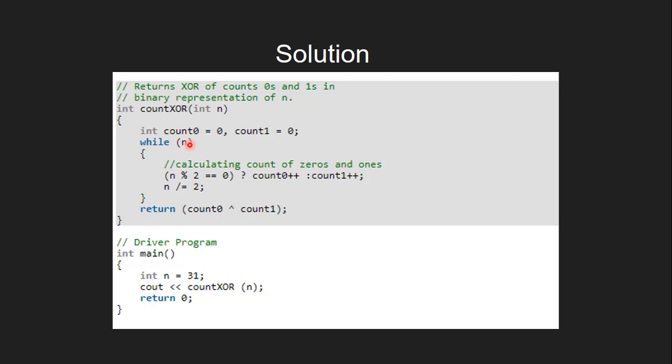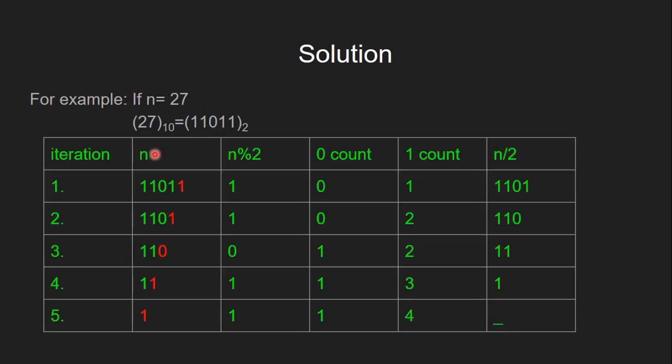Let's visualize it. Let n be 27. Then in the first iteration, n is 27 and we are going to process the highlighted bit, which is the rightmost bit. n modulus 2 gives the current bit as 1. So we increment the 1 count and then we update n. In the next iteration, we are going to process this highlighted one. n modulus 2 gives us 1, indicating the current bit is 1. So we increment the 1's count and so on as long as n is greater than 0.